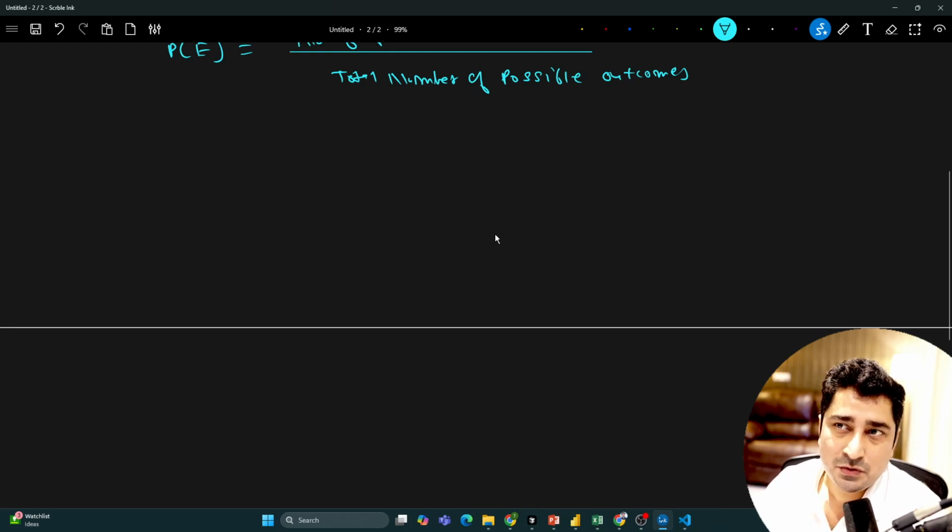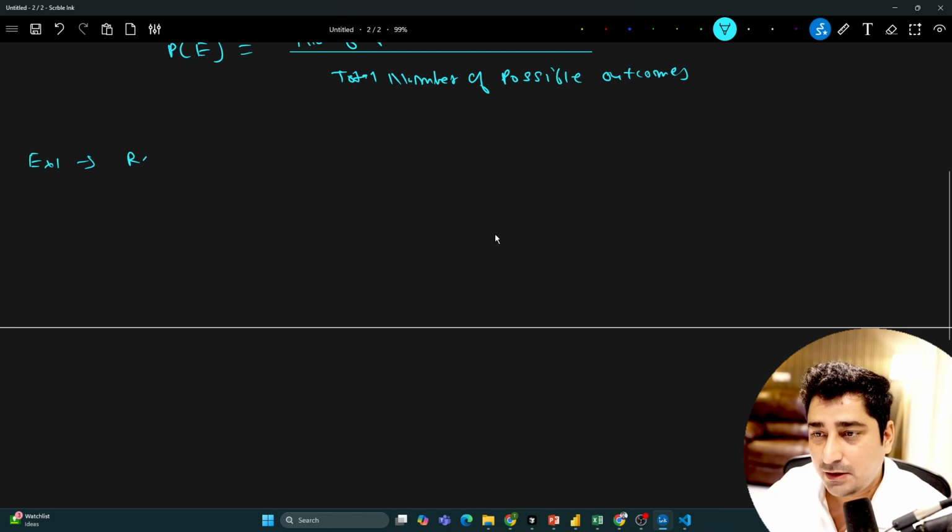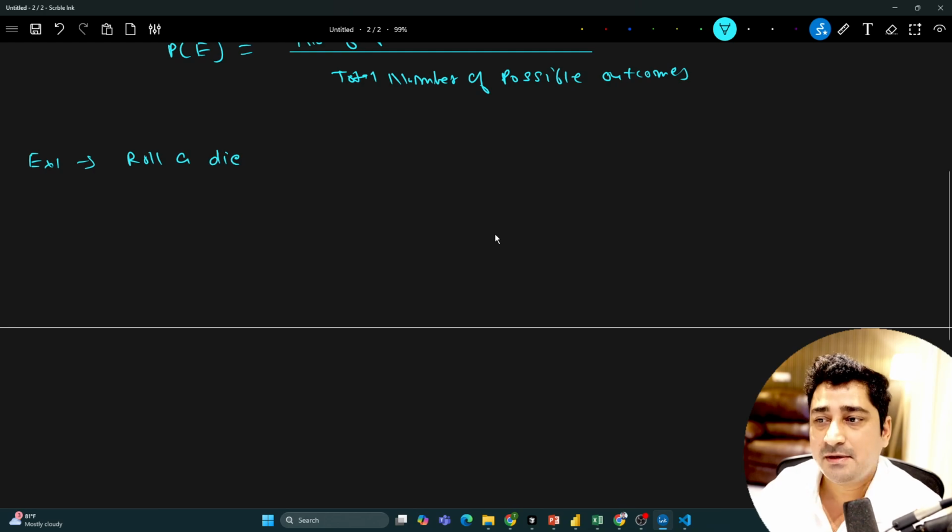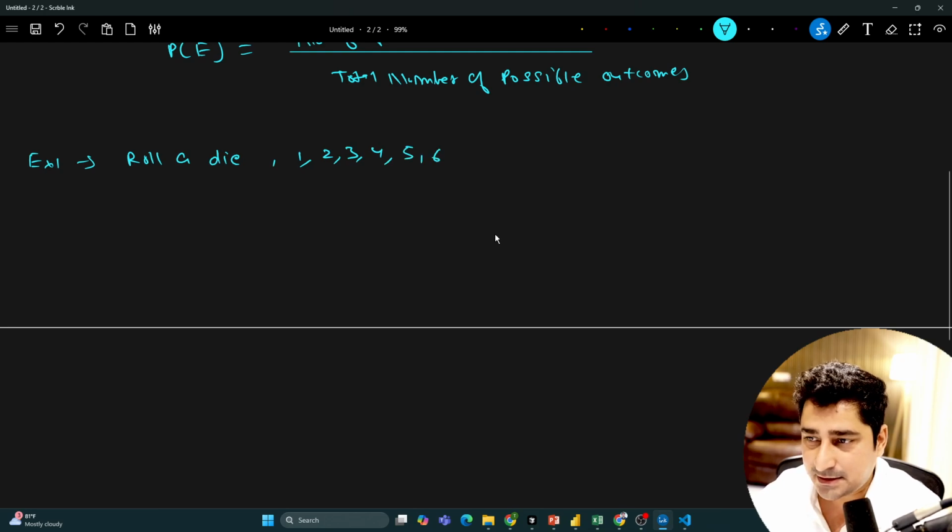Let's suppose we are going to roll a die. We all play Ludo, I believe. At least we have all played it at some point of time, even in our childhood. Nowadays we are playing Ludo maybe with the help of an app. So example number one: if I'm going to roll a die, the die has 6 faces, so the possible outcomes could be 1, 2, 3, 4, 5 and 6. These are my possible outcomes.